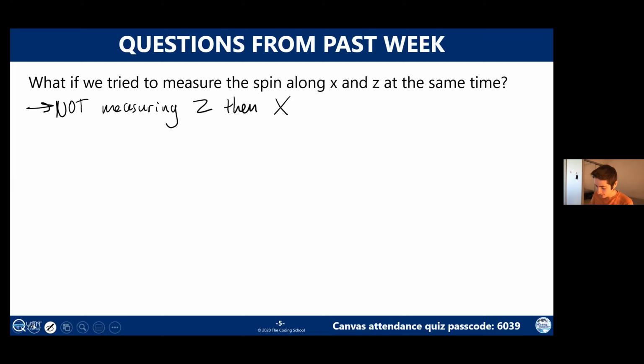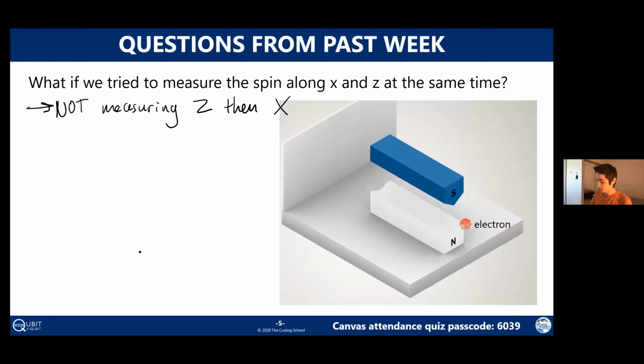So I'm going to bring back the picture of the Stern-Gerlach machine that we had last week. Just a quick reminder, we had our Stern-Gerlach magnets. Magnetic field lines go from north to south like this. Our electron can be thought of as a little bar magnet, north-south like that. Then we send our electron through and we expect it to either deflect up toward the top or down toward the bottom. So what would it even look like to try and measure along Z and X?